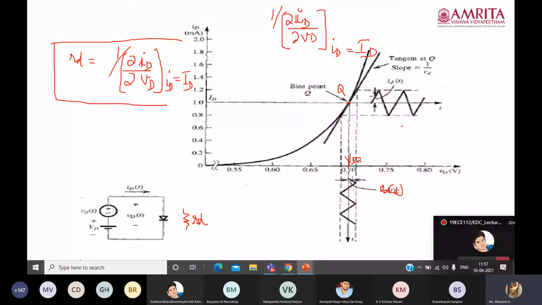Small signal equivalent circuit is obtained by eliminating all the DC sources and replacing the diode by its small signal resistance, small rd.